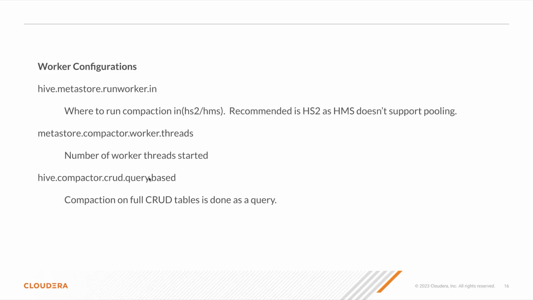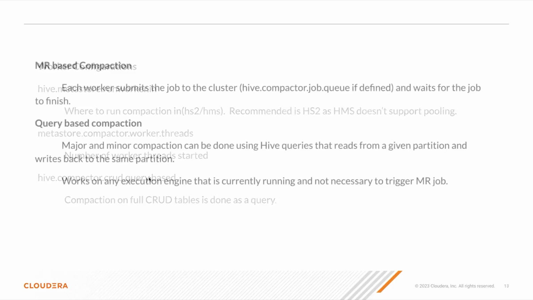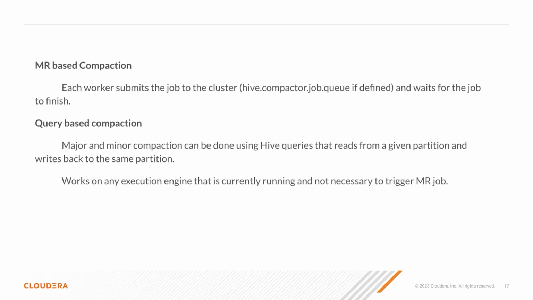And there are two types of compaction. There is MR compaction and query-based compaction. MR compaction is where the merging of the delta files, all the delta files combined together, is done using a MapReduce job.